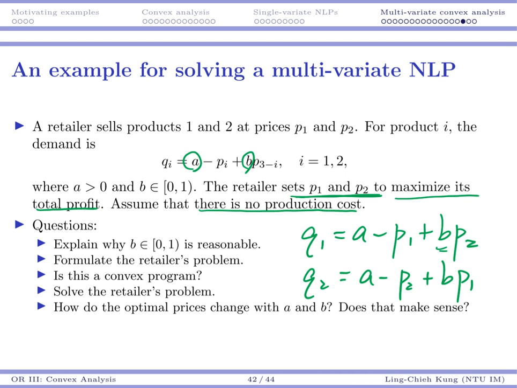Okay, so now we have several steps to solve the whole problem. We want to first ask whether the parameter makes sense. Why do we set B to be within 0 and 1? And then we want to formulate the problem and check whether it is a convex program. Somehow it would be, otherwise we have no way. And then try to solve the retailer's problem, and then find how the optimal price changes according to the change of A and B. So let's try to do this.